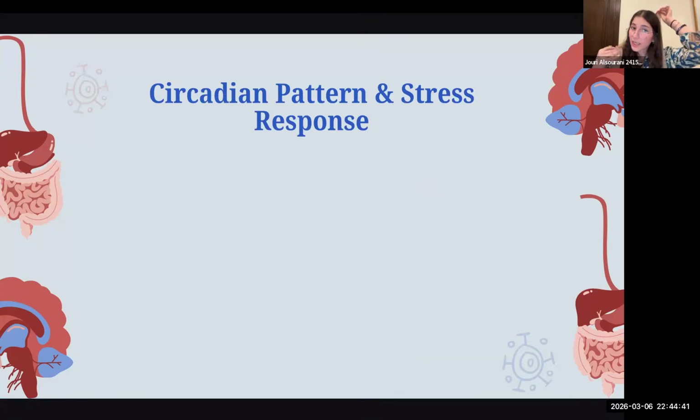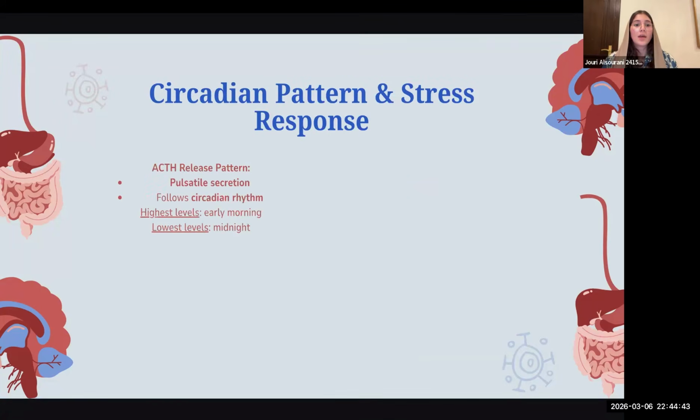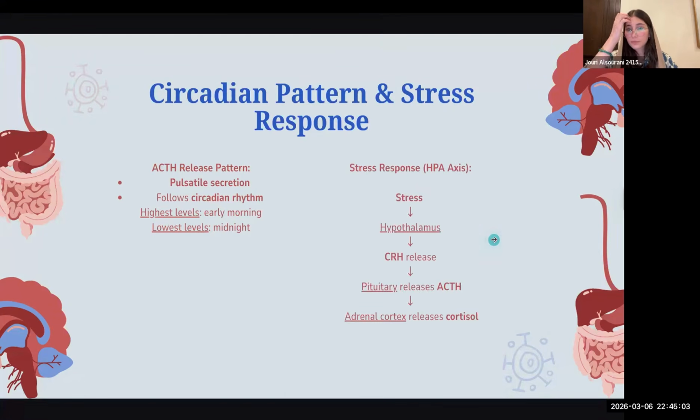All right, back again to the circadian pattern. ACTH is also released in pulses. It follows a circadian rhythm. And unlike growth hormone, ACTH will have the highest levels in the early morning. So not at night in deep sleep like growth hormone, no. ACTH will have the highest levels, the strongest pulses early in the morning, and the lowest levels will be at midnight. And this is generally just how it goes.